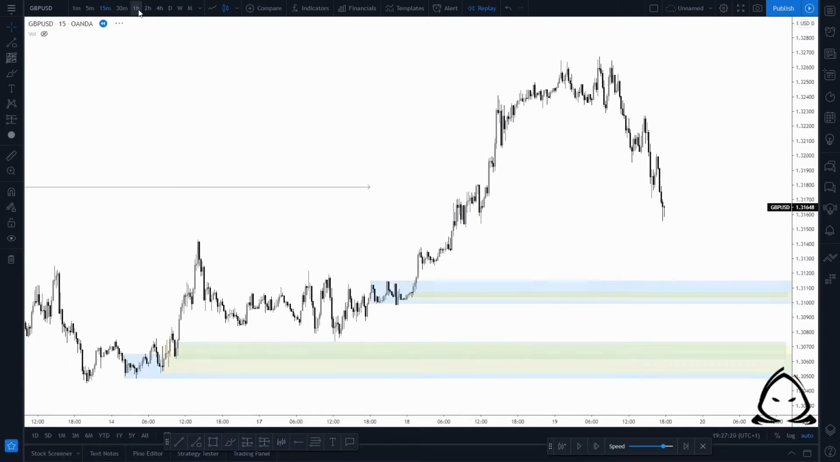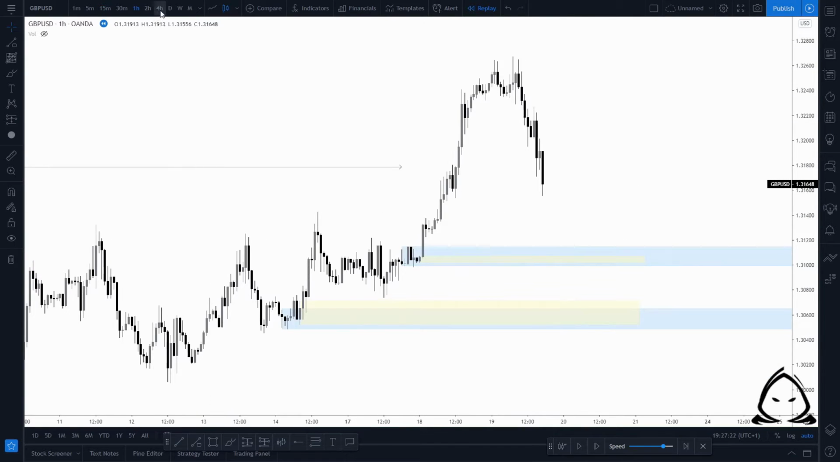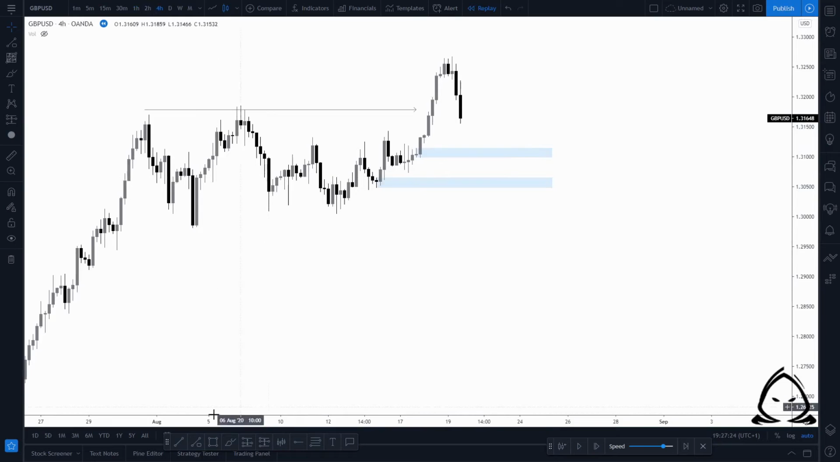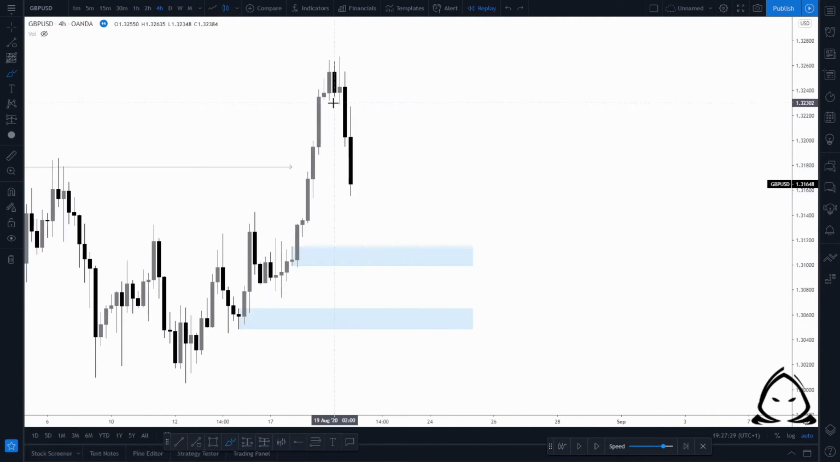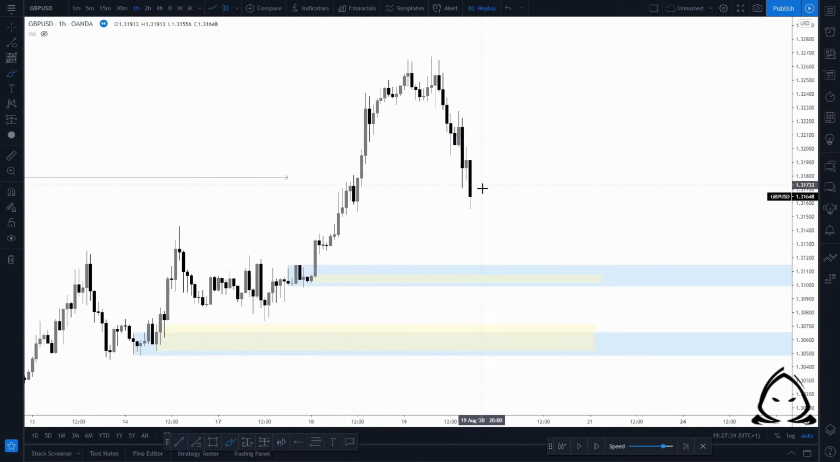So if we move back up to the hourly chart just one more time, and even the 4-hour chart, we can see from both charts that the move down to these order blocks is pretty aggressive. We have two very strong 4-hour candles, and even on the hourly chart, we see a lot of bearish momentum.